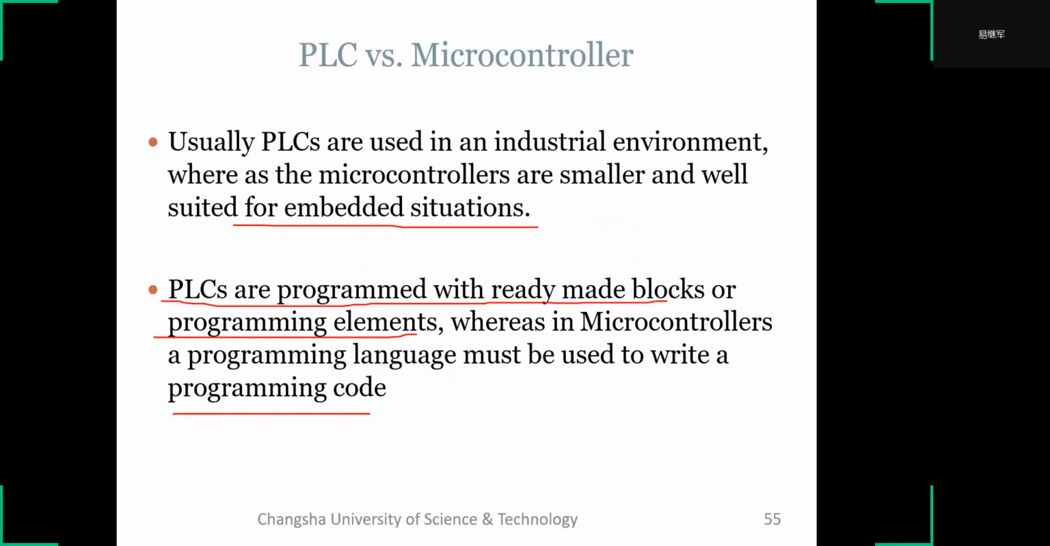For the user, it is easy to write the PLC program. But in the microcontroller, we need to write the code by the user. Every single line of code is written by the user.